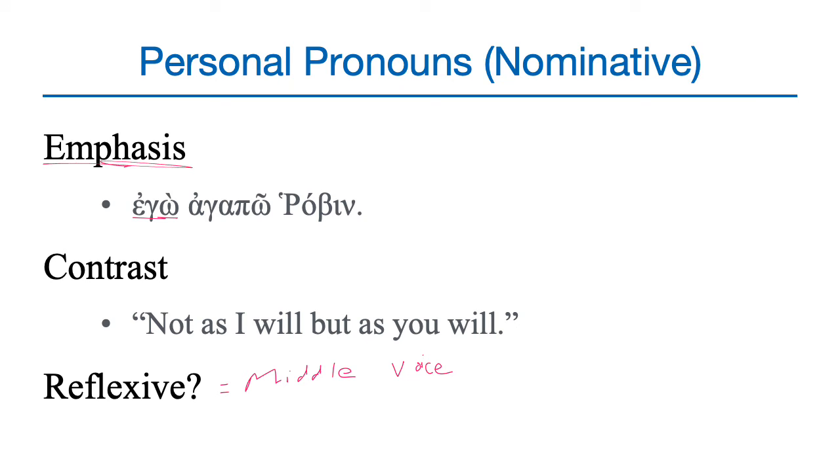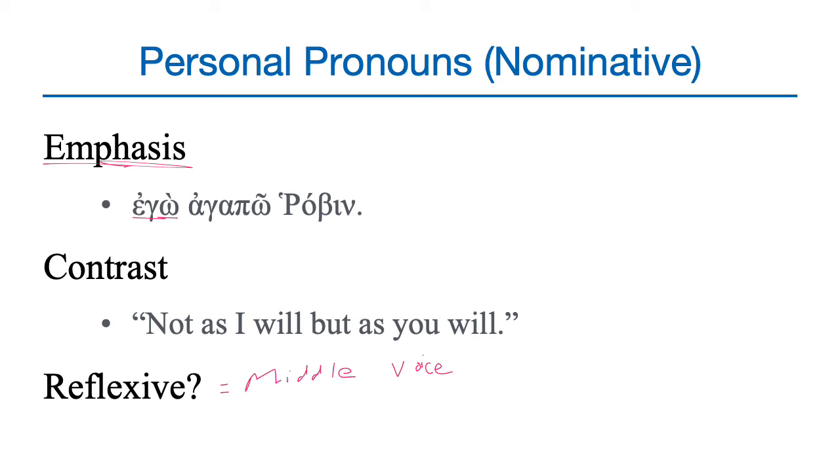Now when it comes to personal pronouns, you use personal pronouns with the verbs for emphasis. For example, ego agapo Robin. Ego is I, which is the first person personal pronoun. Agapo also means I love, so it means I love Robin. That is, when you put the personal pronoun there, it is for emphasis.